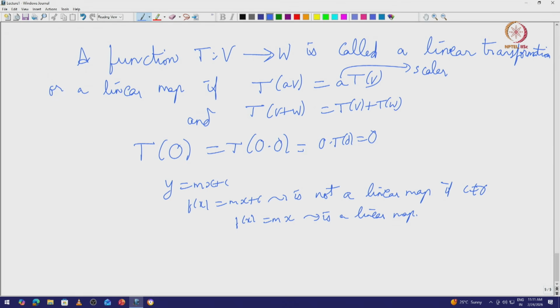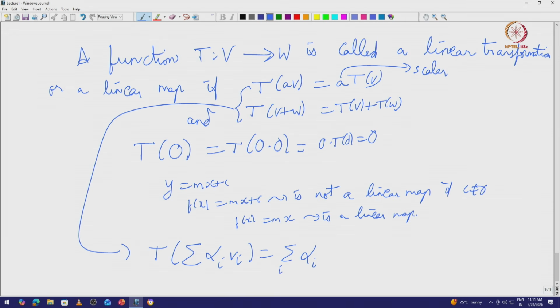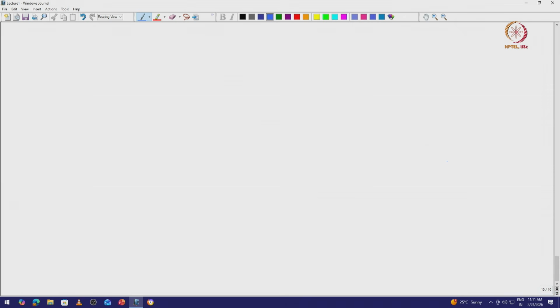And inductively, from this, you can prove that if you take any finite linear combination, the same property works for any finite linear combination, let's say 1, 2, up to capital N. This can be proven using induction. So we need to study these linear maps in a little bit more detail. Why? Again, because this is the zeroth step towards multivariable calculus.